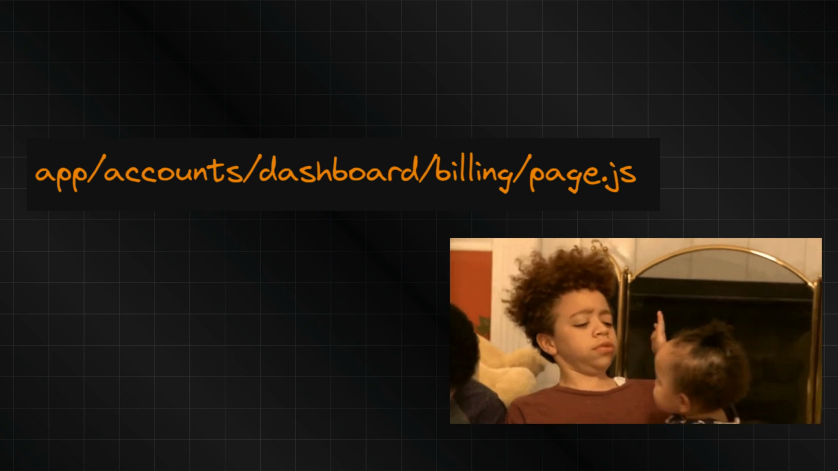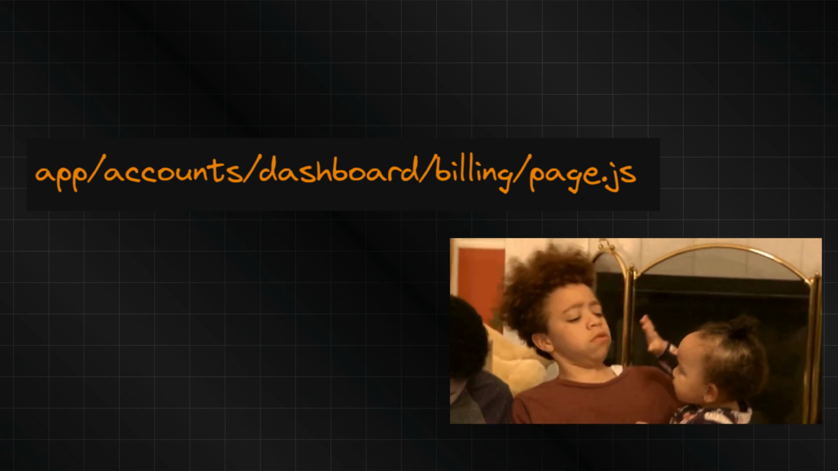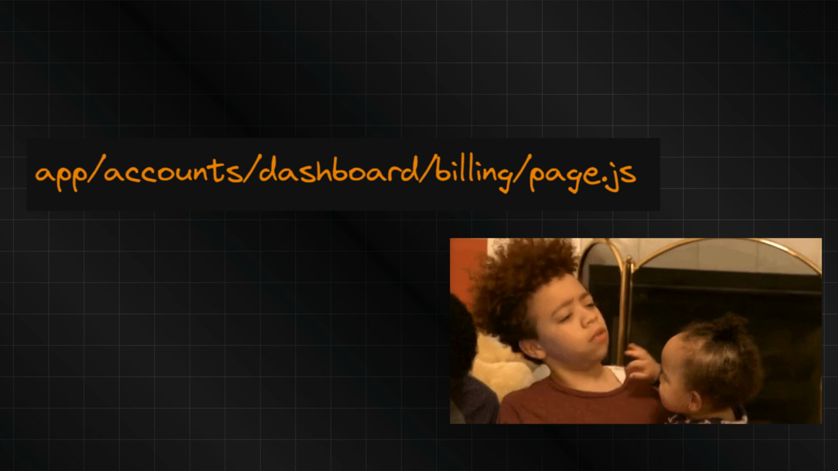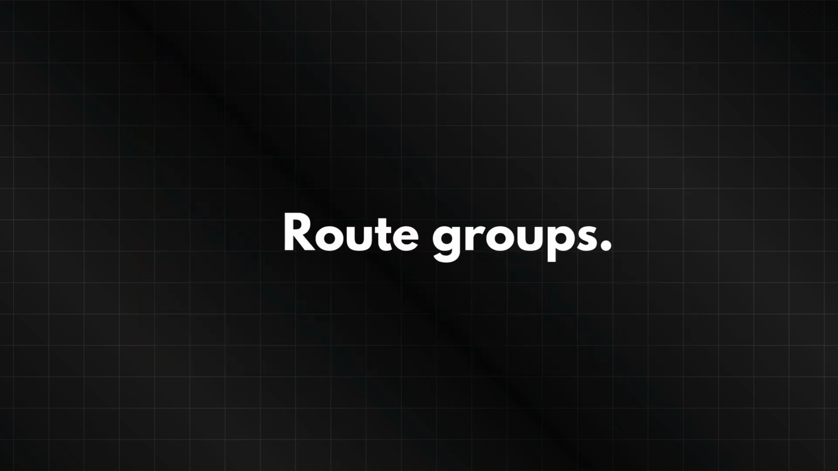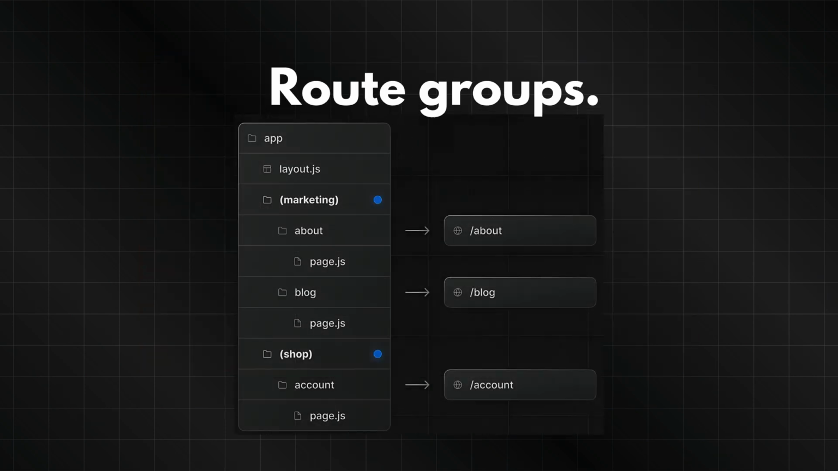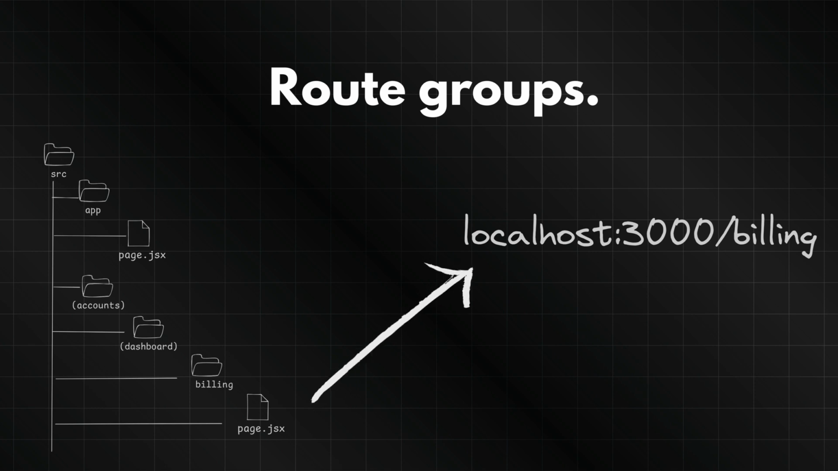You might have noticed that deeply nested routing such as app/account/dashboard/billing/page.js can be quite messy. To keep things organized, you can use route groups. Route groups help streamline your URL structure. By placing folder names inside parentheses, you can omit those folders from the URL. This way, your URL remains clean and easy to manage.